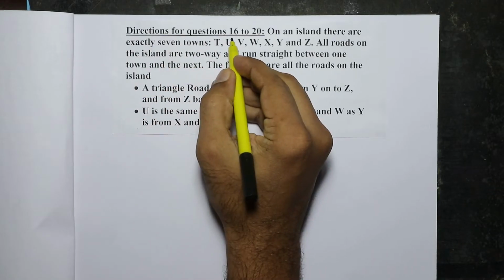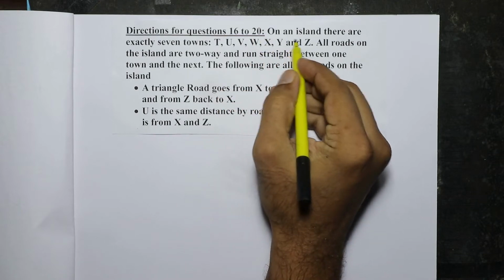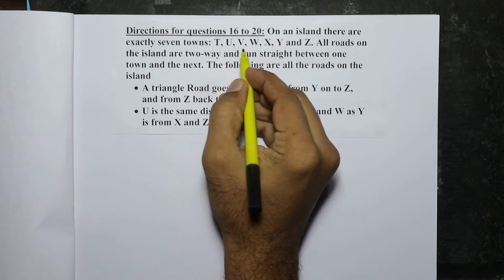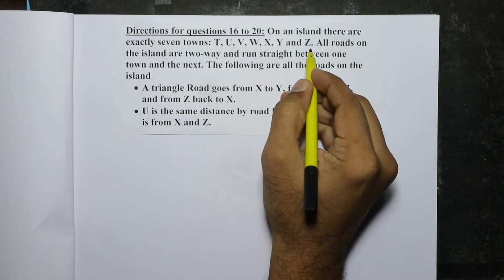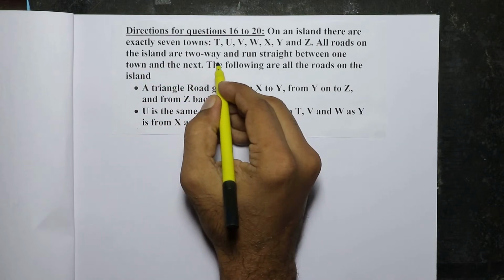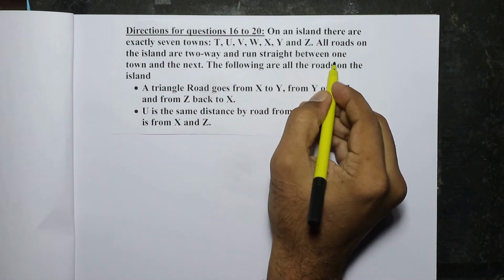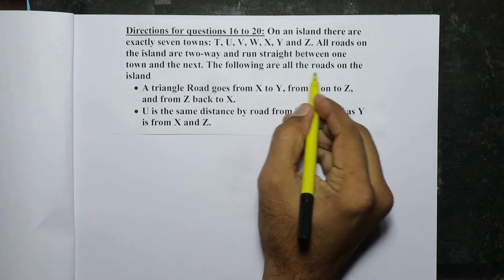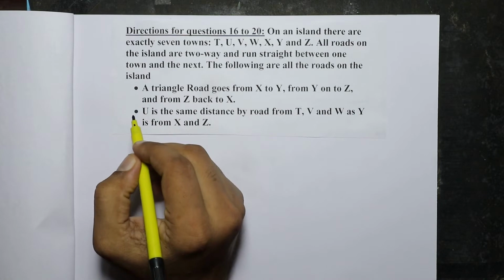Directions for questions 16 to 20. On an island, there are exactly 7 towns: T, U, V, W, X, Y, and Z. All roads on the island are two-way and run straight between one town and the next. The following are all the roads on the island.